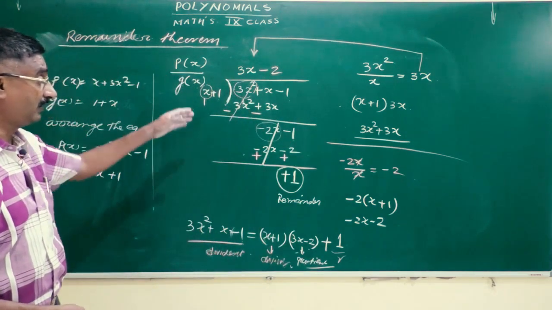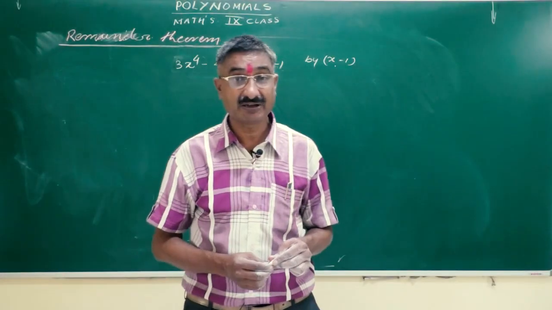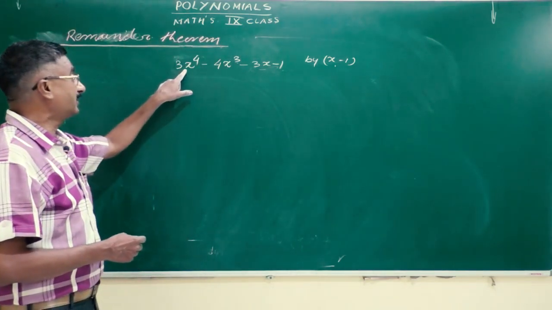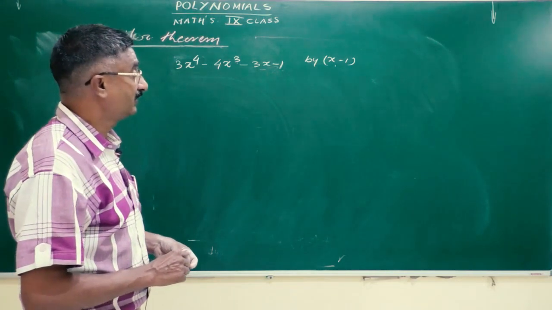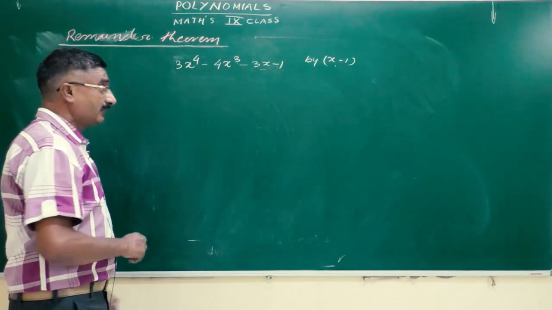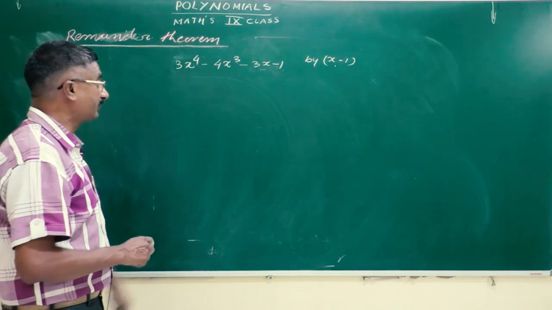So this is the way we can solve the problems. Example number 7. Now this is on the board. I have already written 3x raised to the power 4 minus 4x cube minus 3x minus 1. We have to divide this by x minus 1. Now we can see whether this is a factor or not of this complete polynomial.